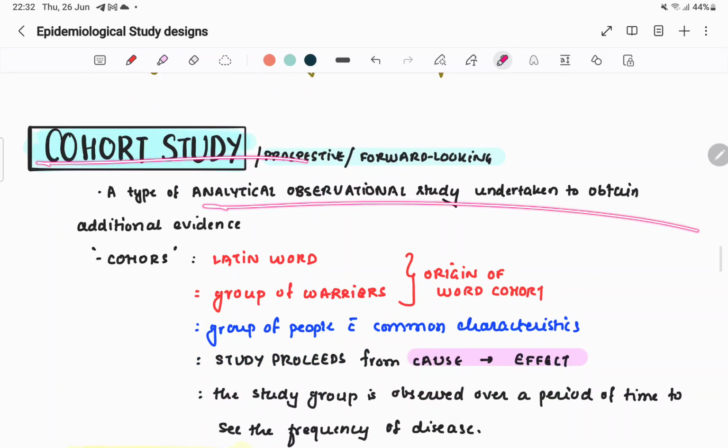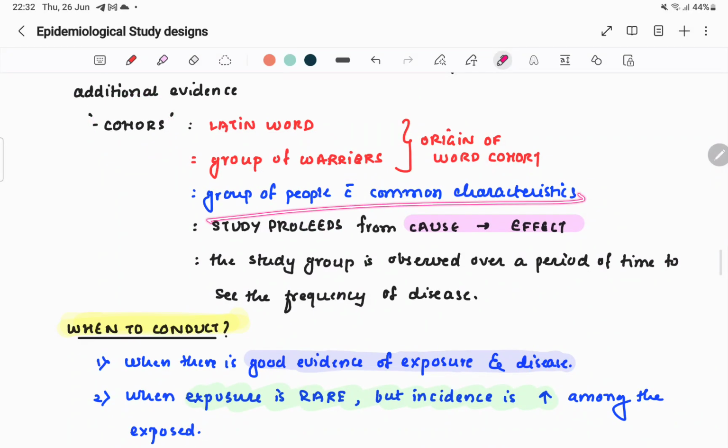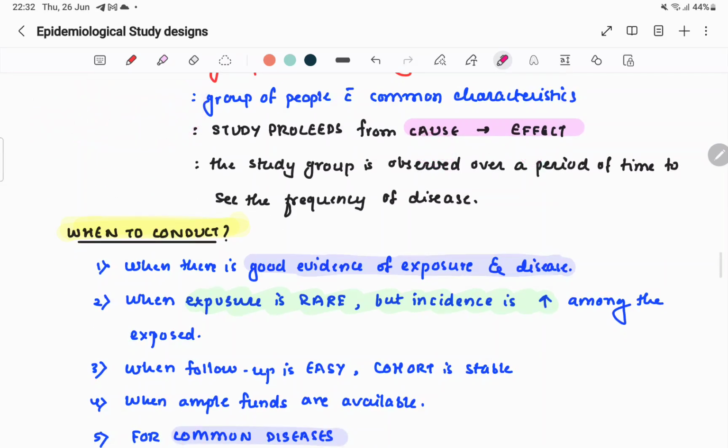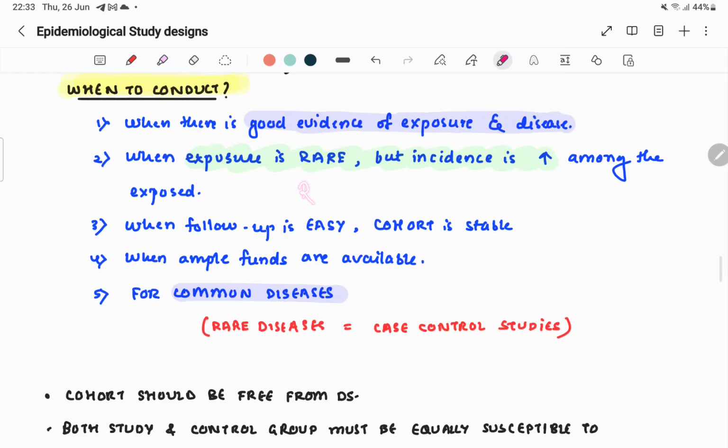Cohort study is a type of analytical study to obtain additional evidence. Cohort is a Latin word, group of warriors, a group of people with common characteristics. Study progresses from cause to effect: cause means exposure, effect is disease. When to conduct? Whenever there is good evidence of exposure and disease. When exposure is rare, incidence is more. That is rare exposure, common outcomes.